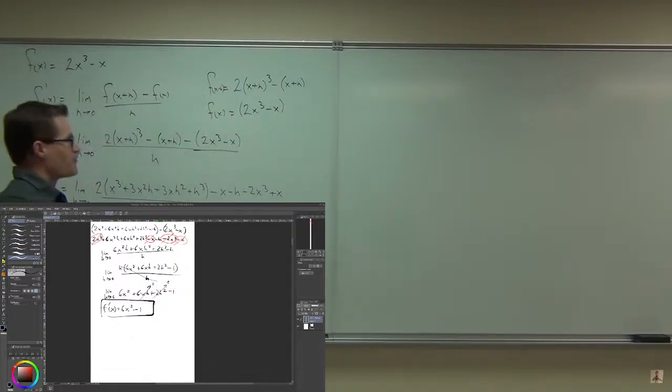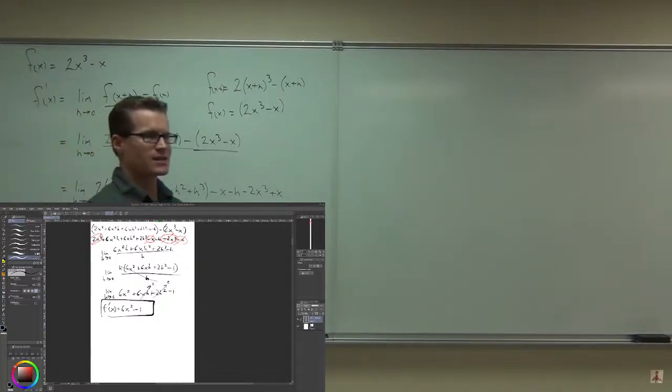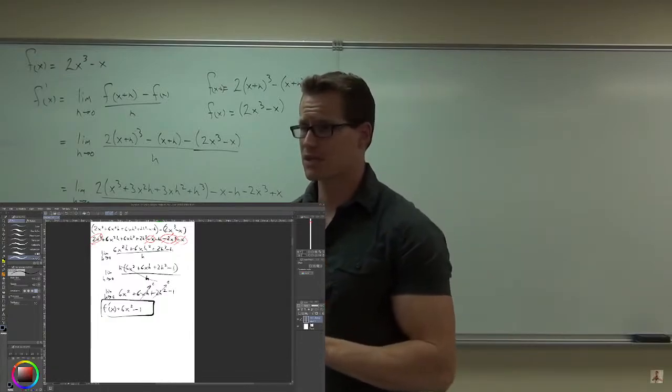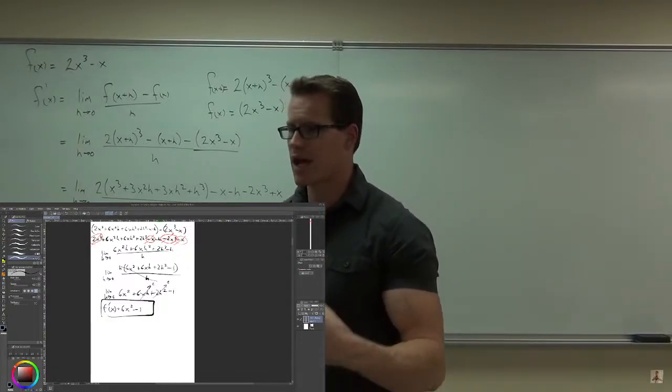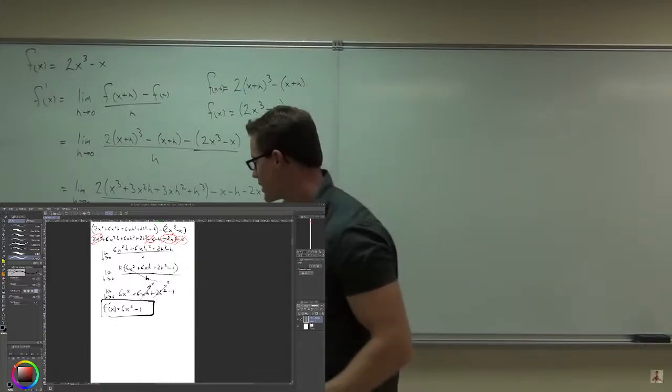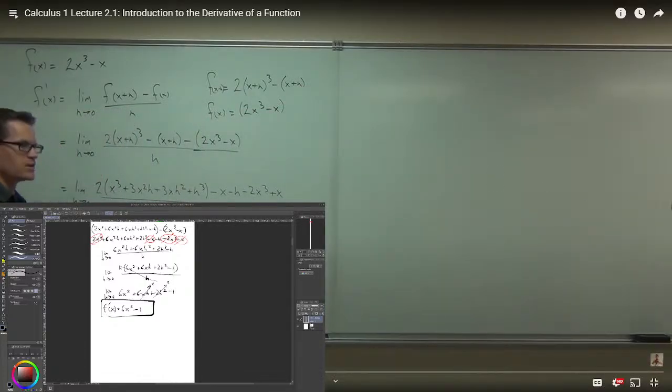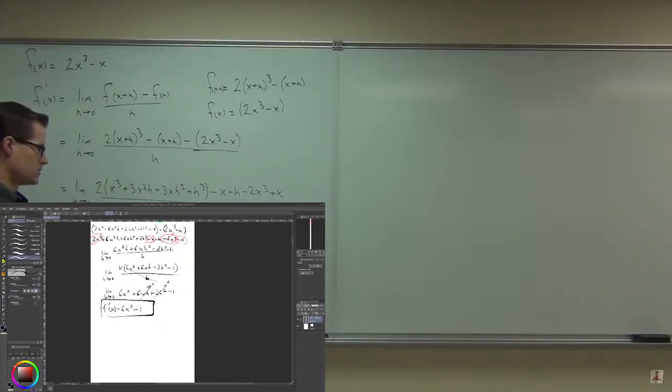There we go. F of x, we've plugged that in, we've worked it out, and now we're going to see that everything except for terms that have an h in them pretty much has to go away. Because if they don't, you're not going to be able to factor that h, and you're not going to be able to cancel out that h, which is exactly what you want to do. Let's see if that happens here. Do all my terms that don't have h in them disappear? Yeah. I hope so.